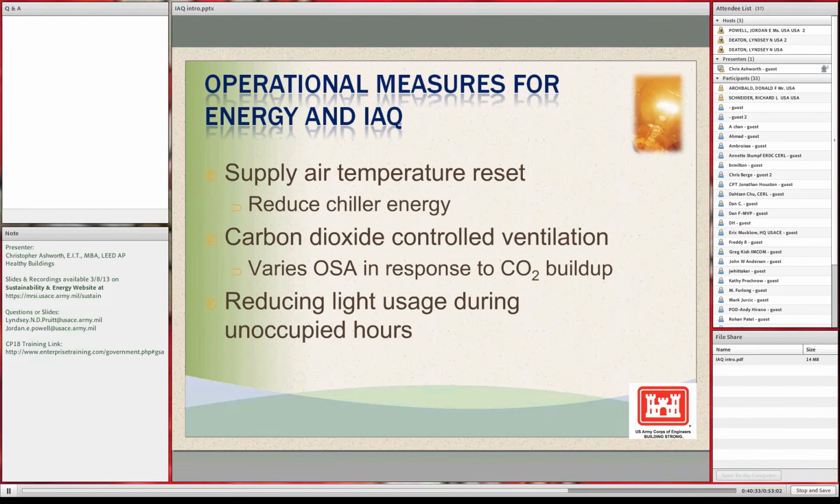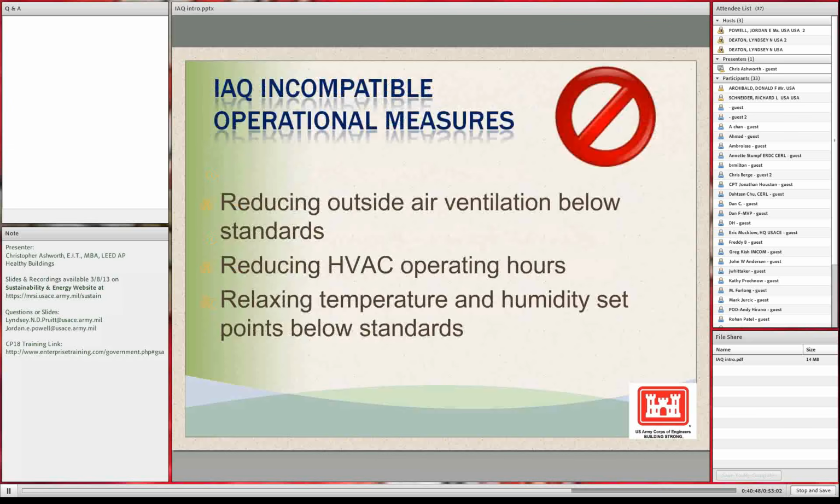And then reducing light usage during unoccupied hours. See it all the time. If no one's there, we'll turn off the lights. We're talking about the indoor environmental quality of the space. So you're talking about lighting, ergonomics, etc., and maintaining and managing those various aspects can save you energy easily.